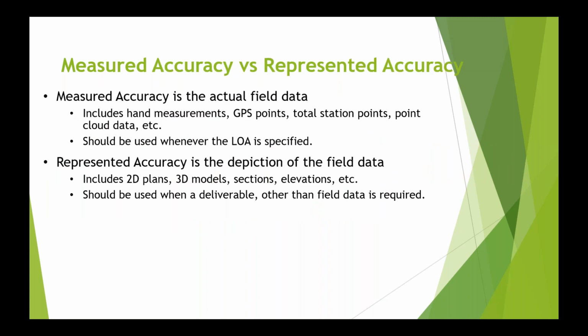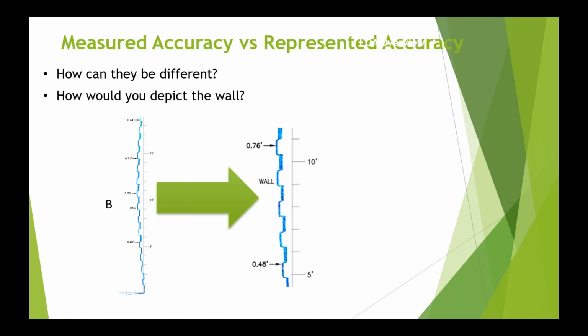So back to measured accuracy and represented accuracy. Again, measured is the actual field data. This is handheld measurements, GPS points, total stations, point clouds, and it should be used wherever the LOA is specified. The represented accuracy is how you depict the field data. This is plans, models, sections, elevations. This should only be utilized and specified when there's a deliverable other than just the field data. So again, measure versus represent, how different can they be? How would you depict this wall? How does the client want to depict this wall? And more importantly, how's the modeler going to do it? And does their fee fit in with the cost of the project? So that's measured versus represented.